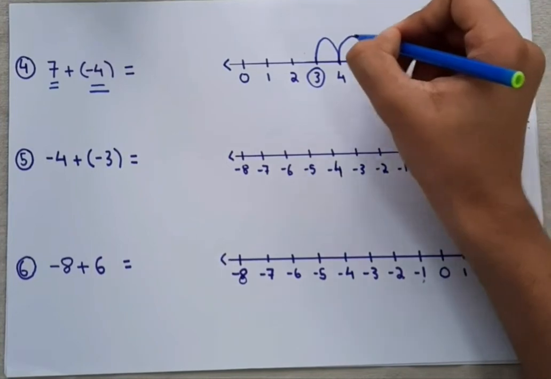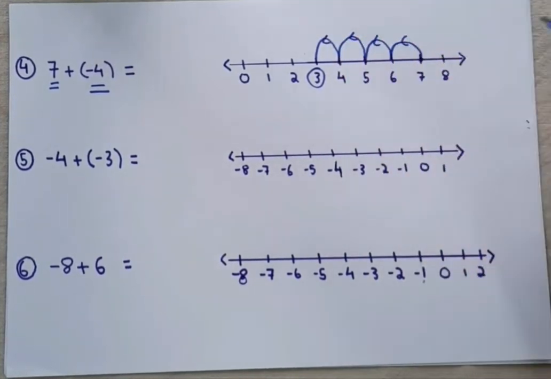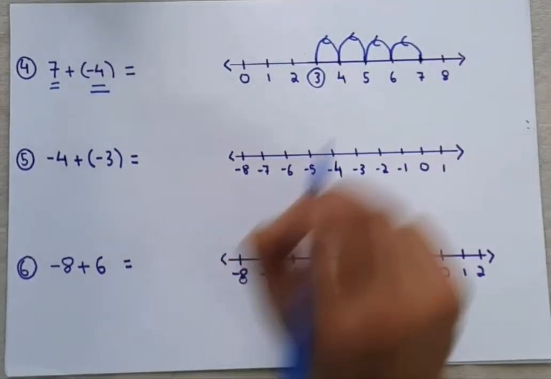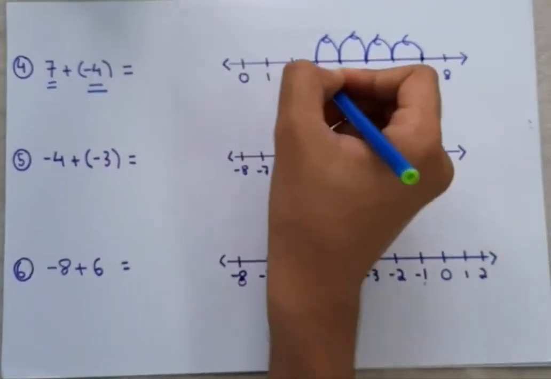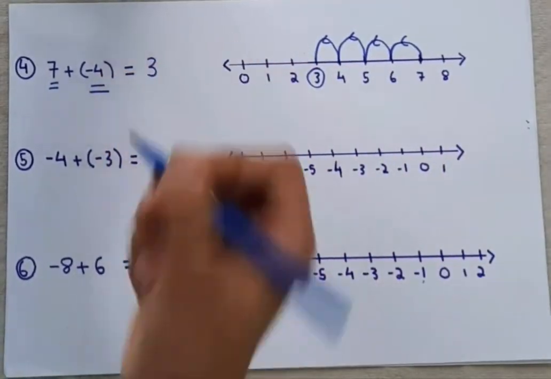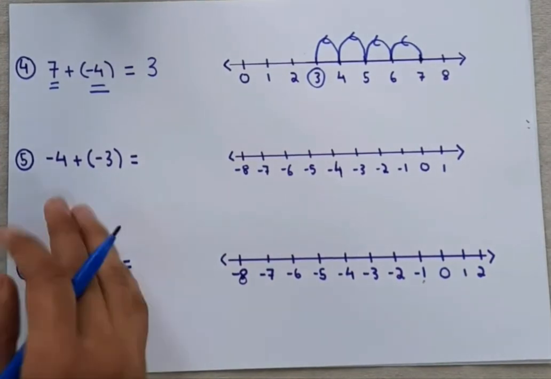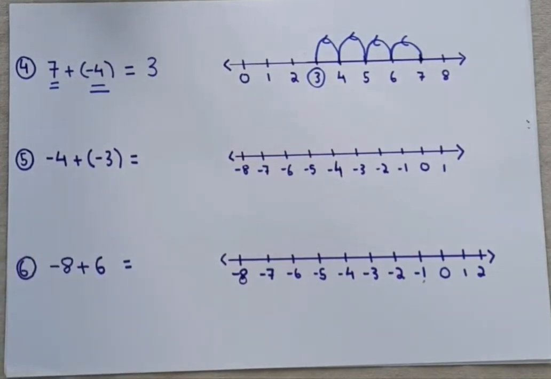We put our arrows. Always remember to put the arrows. It's extremely important. So the answer comes out to be 3. Super simple.